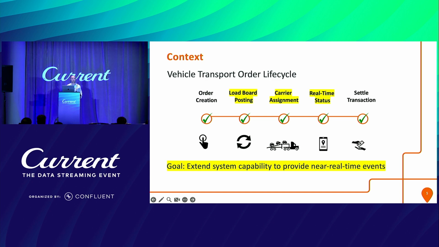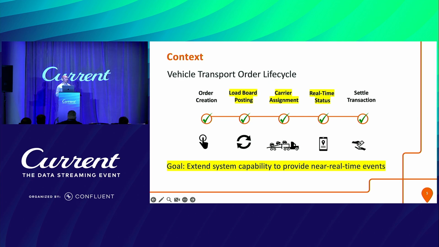So we have an order life cycle. I'm going to focus on just one of those products since there's so many. The vehicle transport order lifecycle here is briefly summarized from order creation all the way to what we call quote to cash, essentially. Primarily so far we've focused on automating and event enabling this middle part of the lifecycle. There's load board posting, carrier assignment, real-time status updates. The first one of those and the last one of the middle ones are what I want to focus on.